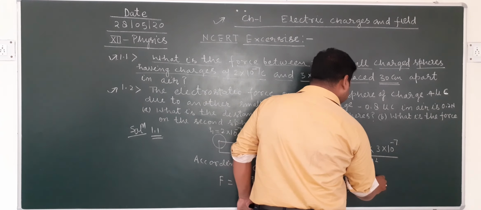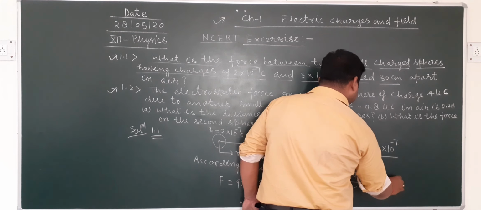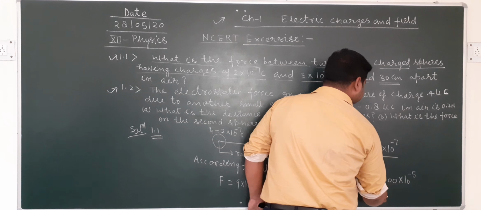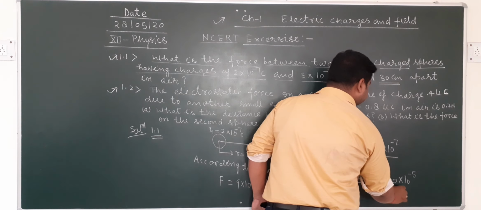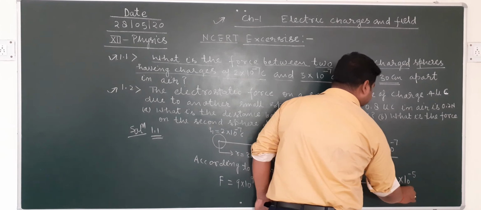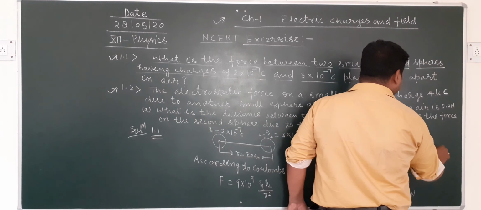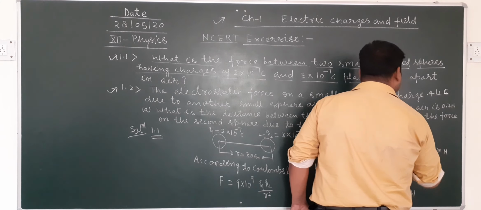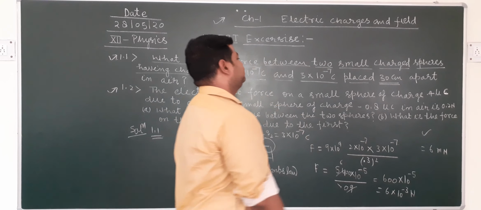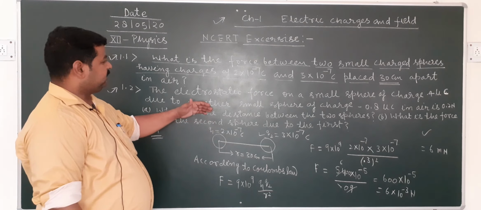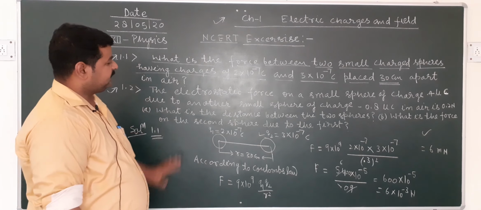So here we get 600 × 10^-5. So finally we write 6 × 10^-3 Newton, or 6 millinewton. So this is the answer of the first part of the question. Clear? So now we are going to the second question.